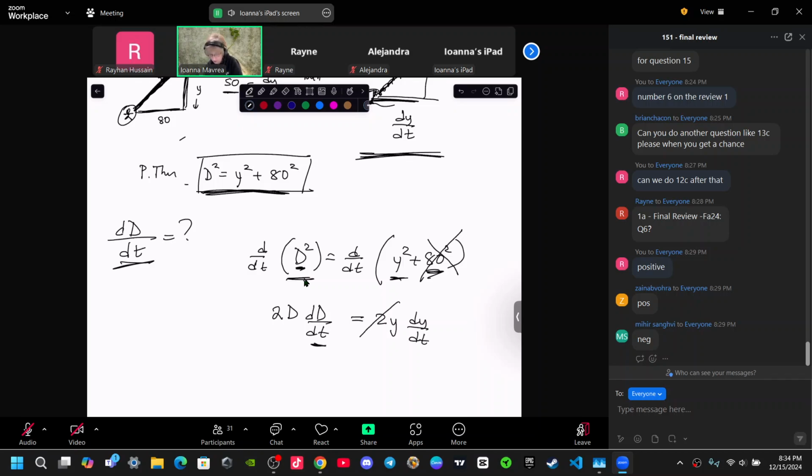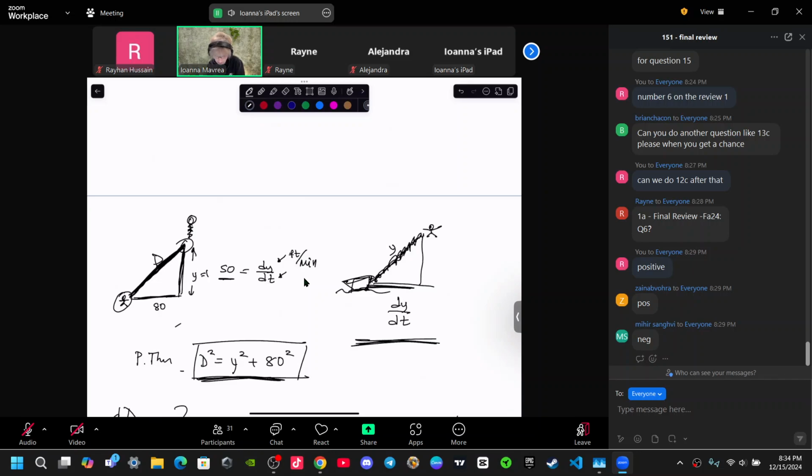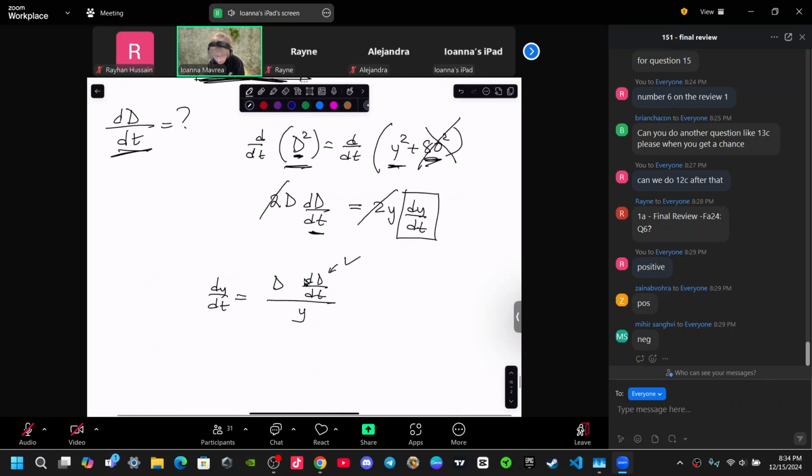This I know, the 2's can cancel. I really want to solve for dy/dt. So dy/dt is equal to D and the derivative of D divided by y. This I'm given. It's 50. I need to find D and y at that moment of time. So they're giving me one of them. They said the height of the balloon is 60. The height of the balloon is this thing. They're saying this is 60, so I know what y is. I know what the derivative is.